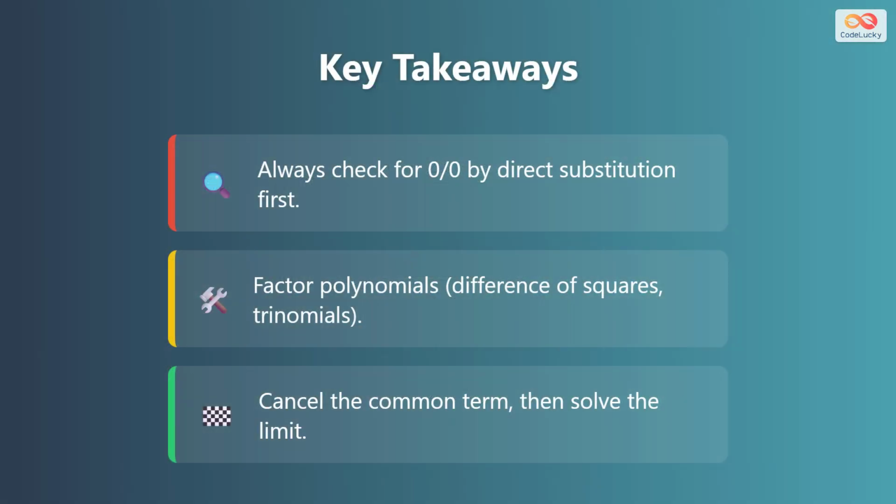To wrap up, remember these 3 keys. Always check for 0 over 0 first. If you find it, use your algebra skills to factor the numerator and denominator. Finally, cancel the matching terms and solve by substitution. With practice, you will spot these patterns instantly.